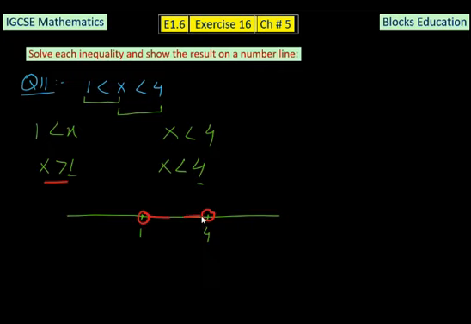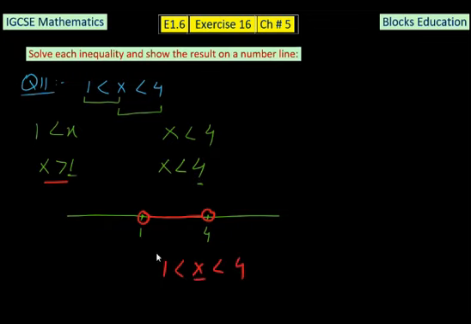And see that this is the common intersection. This is actually the solution for this inequality, that x is greater than 1 but x is less than 4 as well. So this is the number line representation of the inequality. And if you want to write it as a single inequality, you can write that x is squeezed between 1 and 4.